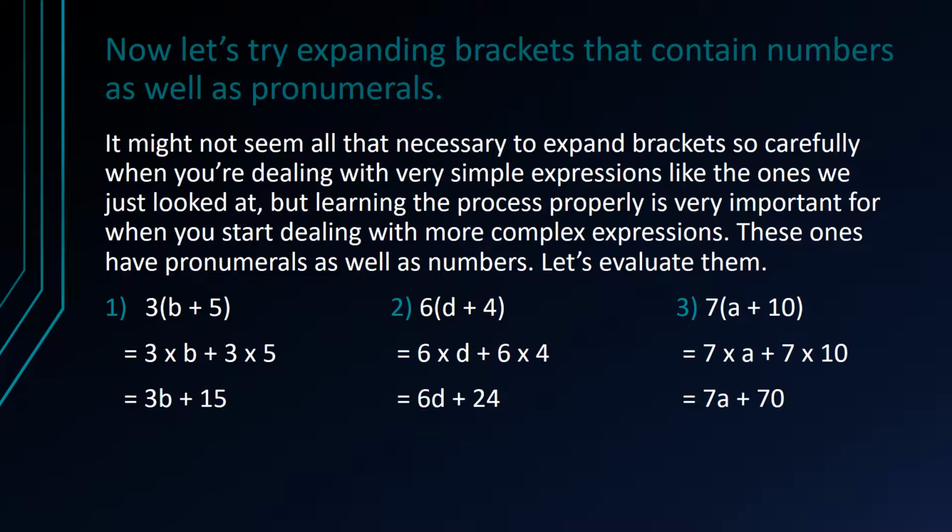Let's evaluate them. So the first one, 3 in brackets b plus 5. We've got 3 times b plus 3 times 5. And 3 times b gives us 3b, and then 3 times 5 is where we get our plus 15 from. In the second example, 6 in brackets d plus 4, then we have 6 times d, and then we're adding 6 times 4. So simplified then, we have 6d plus 24. And in the third example, 7 in brackets a plus 10, 7 times a plus 7 times 10 gives us 7a plus 70.